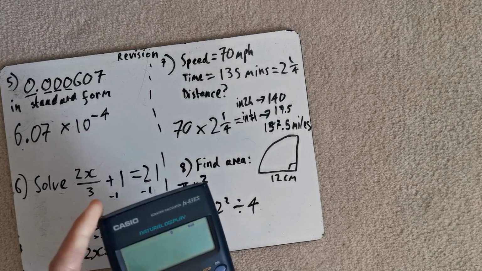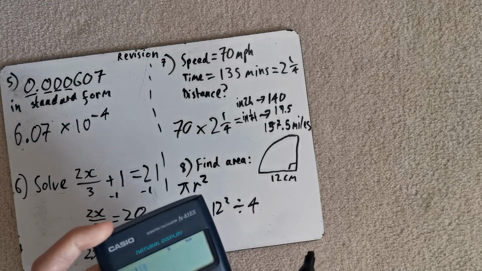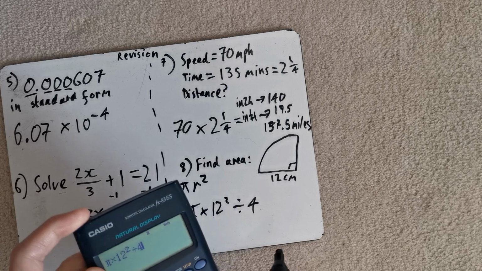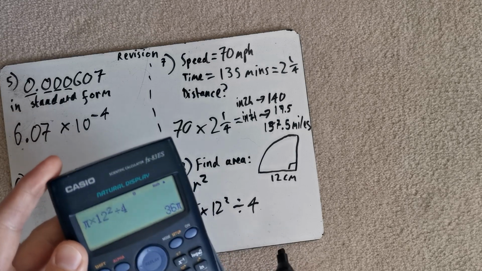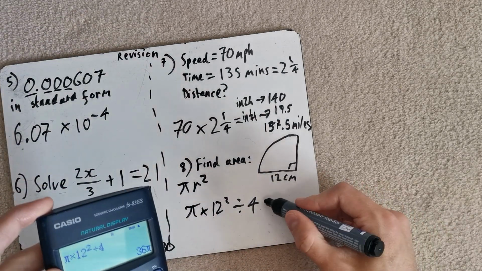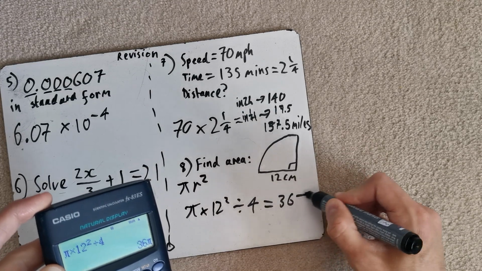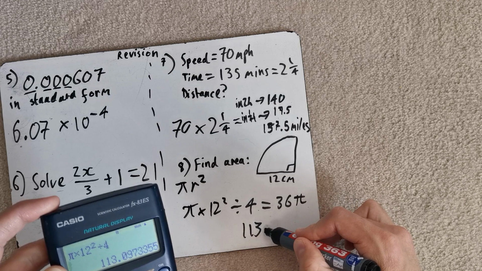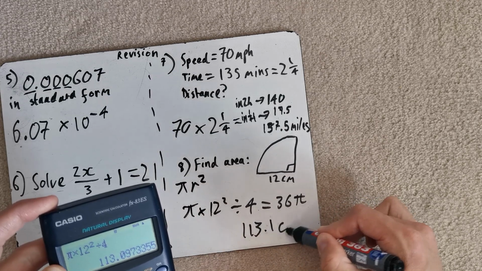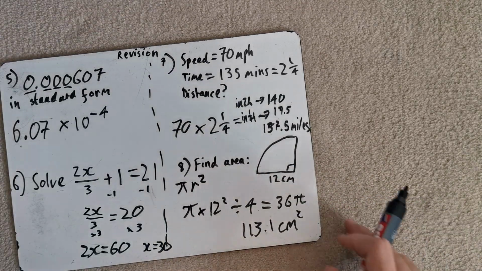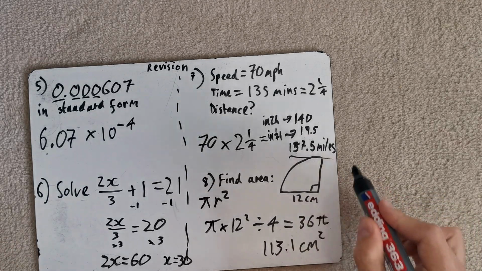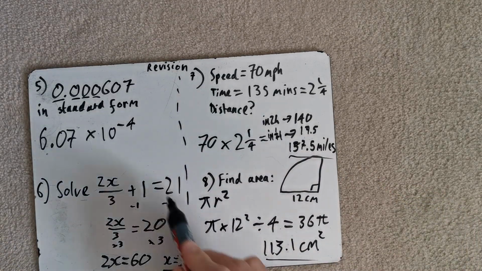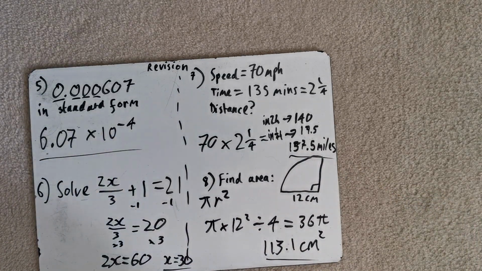So pi times 12 squared divided by 4. See how this comes out as 30. Well, it's given me the non-calculator way of the answer, but push SD, we're going to get 113.1 centimeters squared. Okay, there are the answers to this middle section.